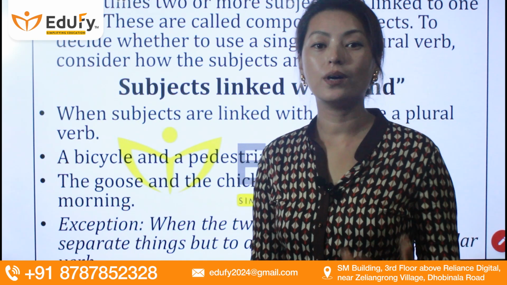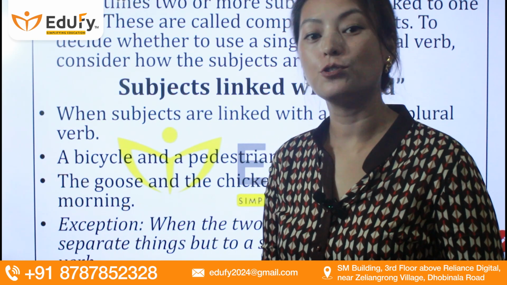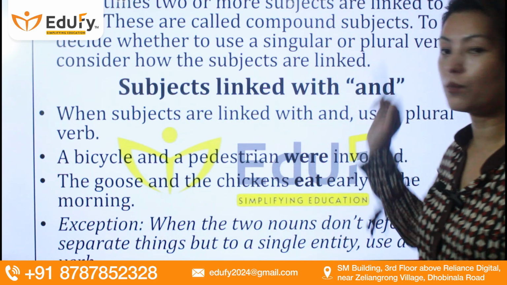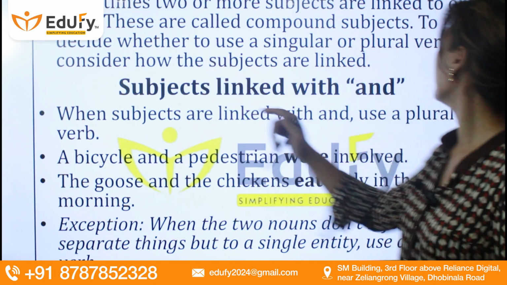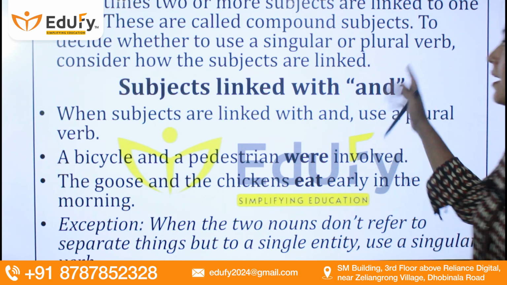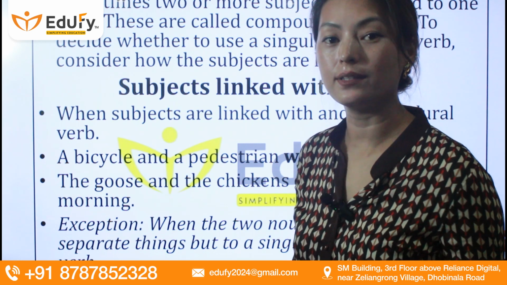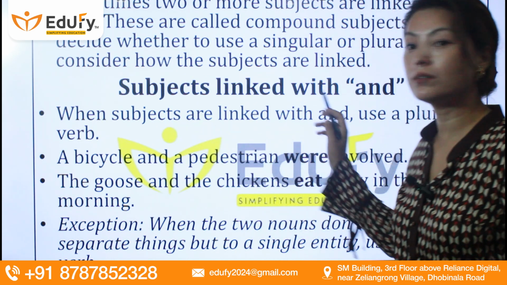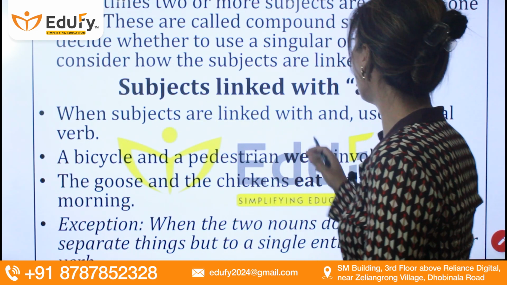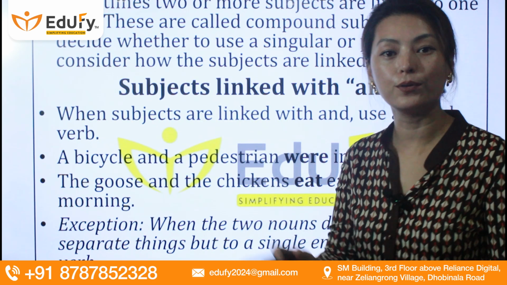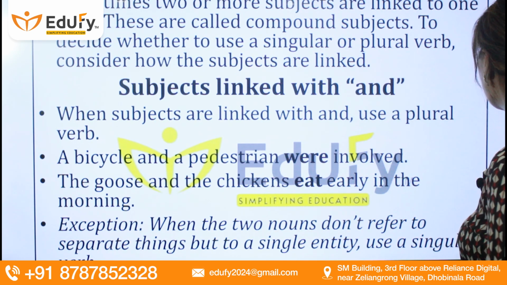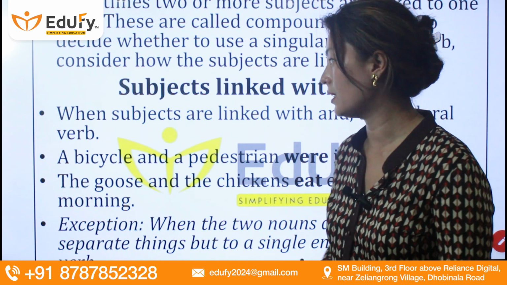So let's go on. First we have to see what we do when the subjects are joined by the word and. Sometimes two or more subjects are linked by the word and, and that is how we have to deal with the verb as well. That means when we have this type of compound subjects, linked subjects, we will have to use a plural verb. That is the rule when we look at subject and verb agreement of compound sentences.